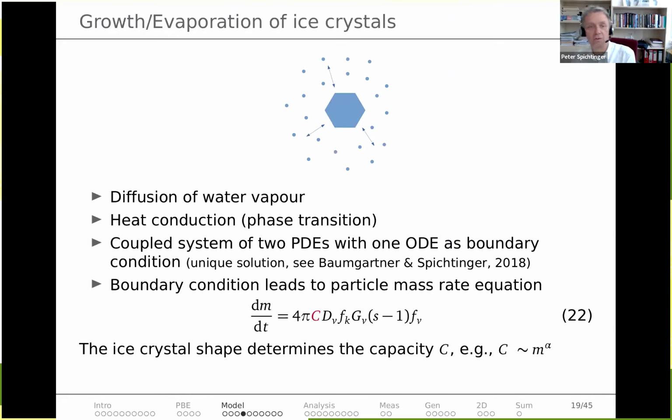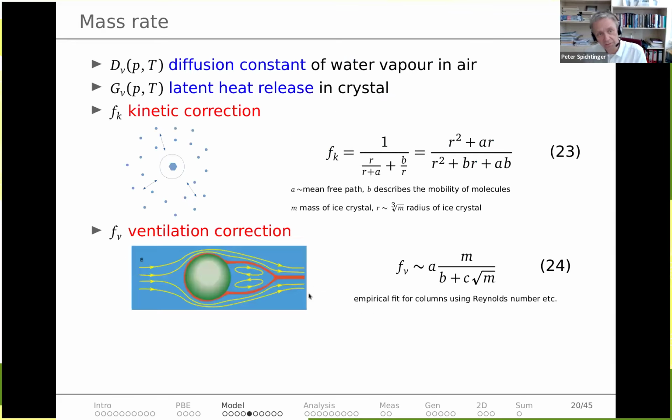On the other hand, you have growth or evaporation of ice crystals by diffusion of water vapor. You have also heat conduction. If you are more interested in the mathematical details, you can see this as a coupled system of two PDEs with an ODE as a boundary condition, and this has a unique solution. I will not talk about this. And in the end, you have a mass rate equation where you have the capacity, which is more or less the ice crystal shape. You have the diffusion constant, the kinetic correction, the latent heat release, and a ventilation correction. And the ice crystal shape determines the capacity. So these are the different parts in the mass rate.